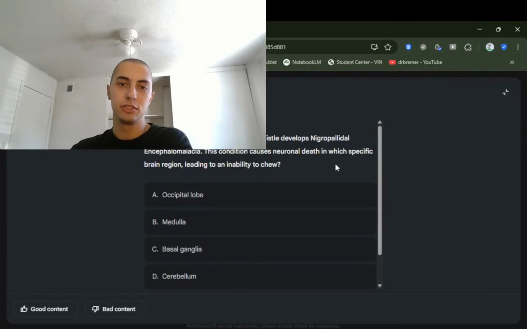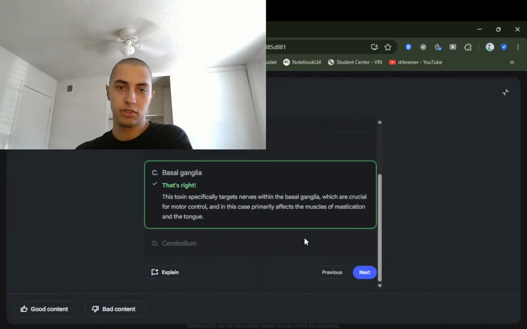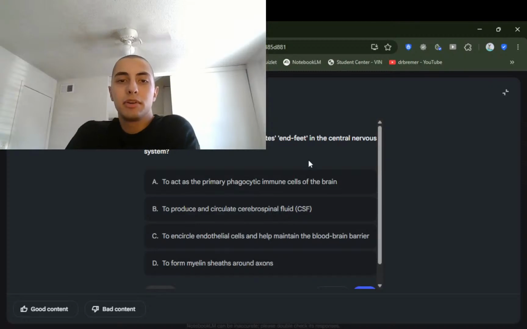A horse that has ingested yellow star thistle develops nigropallidal encephalomalacia. This condition causes neuronal death in which specific brain region, leading to an inability to chew? It is the basal ganglia. This toxin specifically targets nerves within the basal ganglia, which are crucial for motor control, and in this case primarily affects the muscles of mastication and the tongue. What is the primary function of astrocytes in the central nervous system?